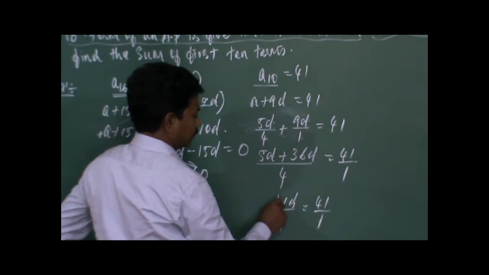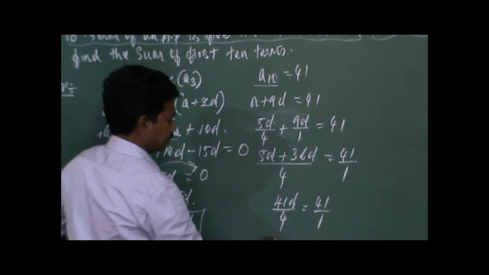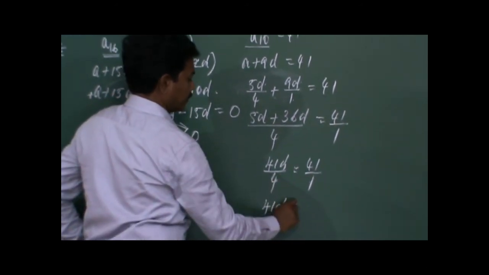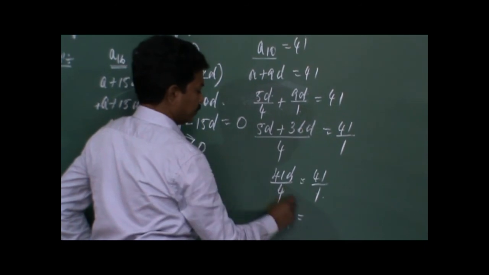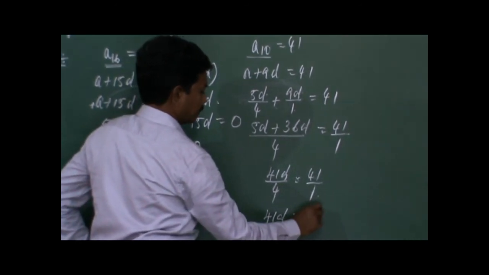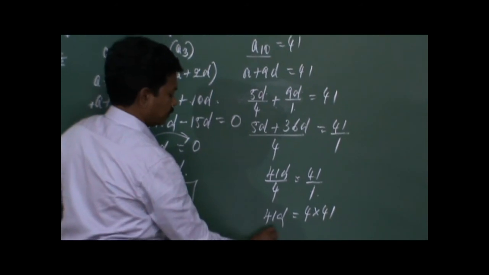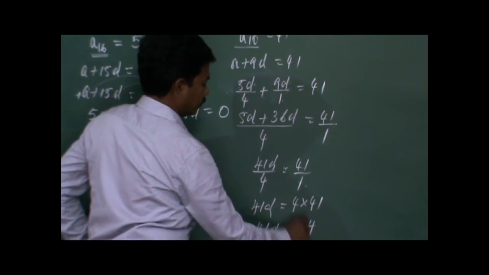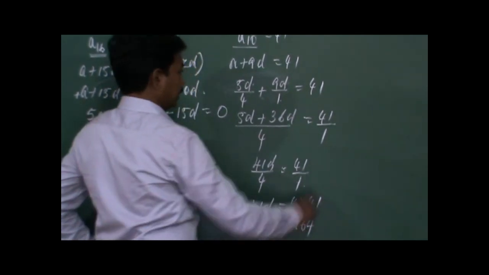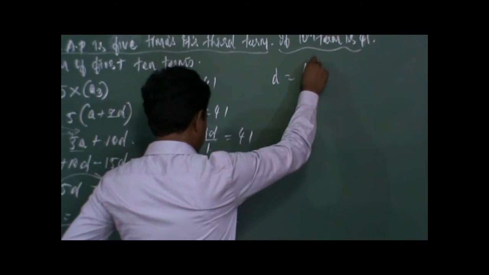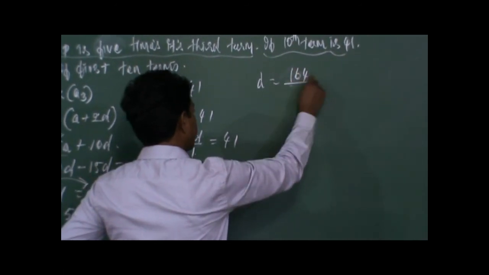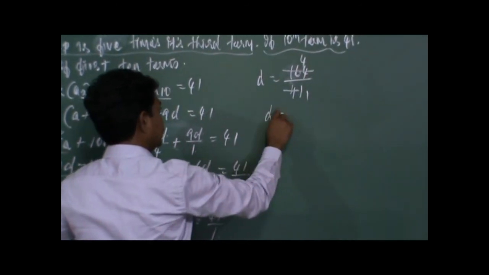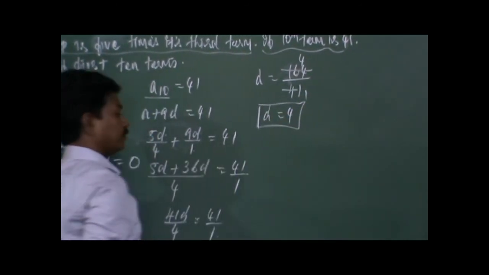Going for cross multiplication, 41D into 1 is 41D, and 41 into 4, so 41D is equal to 4 into 41, which is 164, so D is equal to 164 by 41. 41 ones are, it is 4 times, so D is equal to 4. So we have got the value of D.